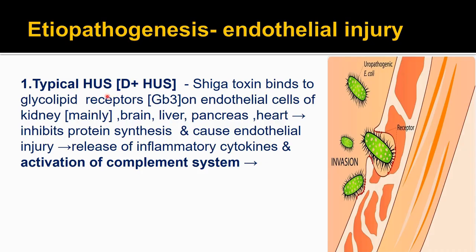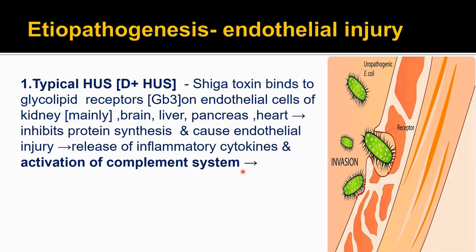Let's see the etiopathogenesis of HUS. In typical HUS and secondary HUS, initially there is an endothelial injury before the activation of the complement system. So in D plus HUS, Shiga toxin first binds to glycolipid receptors, Gb3 receptors, on the endothelial cells of mainly the kidney, and other organs that can be involved are the brain, liver, pancreas, and heart. After binding to the receptors, it inhibits protein synthesis and causes endothelial injury.